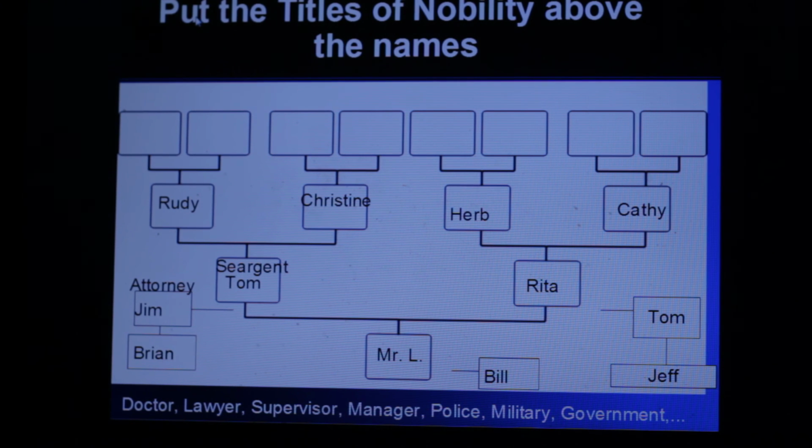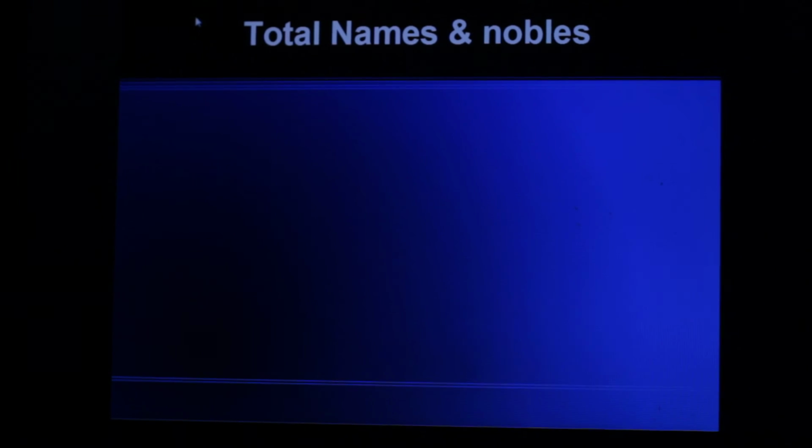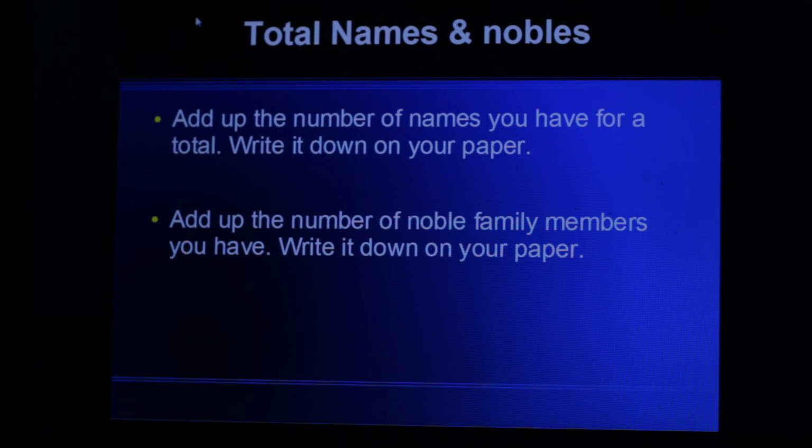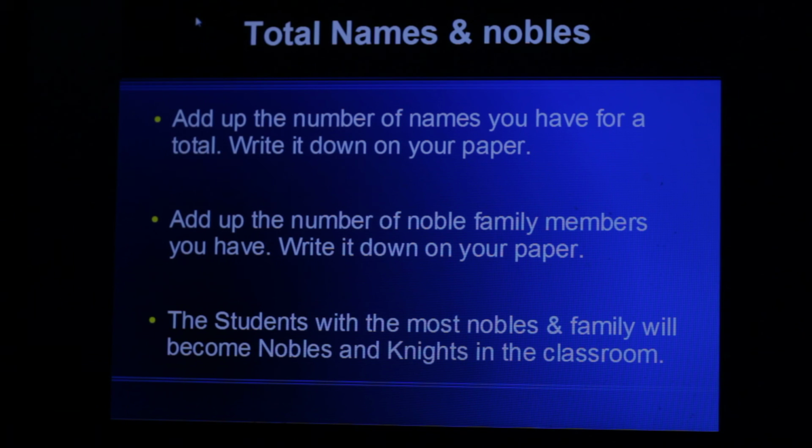Now what you're going to do when you get done with this, you're going to total up all your results. Okay? I had like 14 names. I add up the number of names you have for a total. Write it down on your paper. I had 14. Add up the number of noble family members you have. Write it down on paper. I had 2. So I had 14 names, including myself. That counts. And 2 noble members. I got a score of 16.